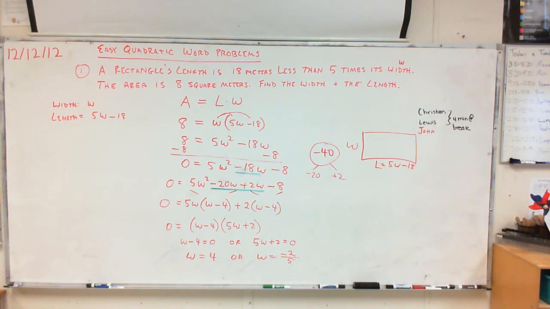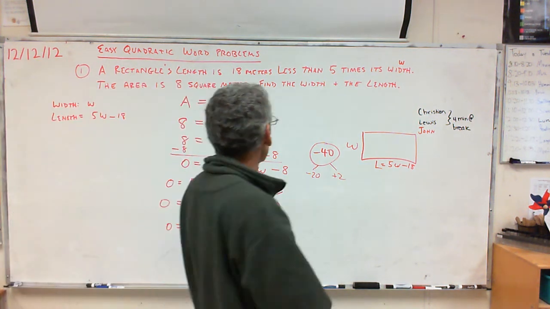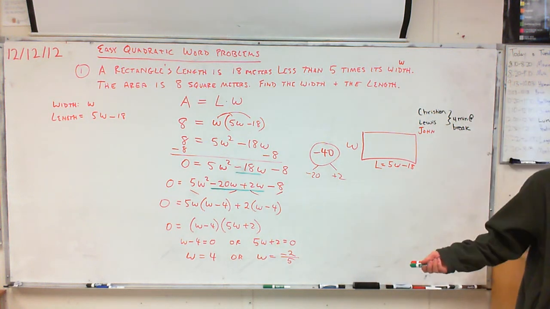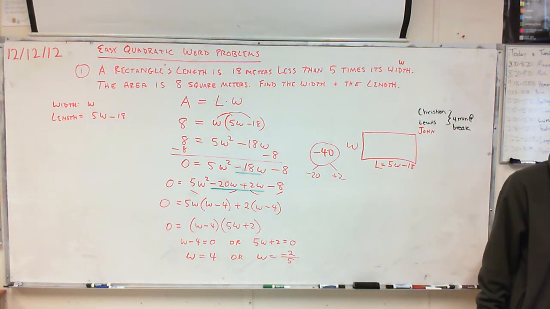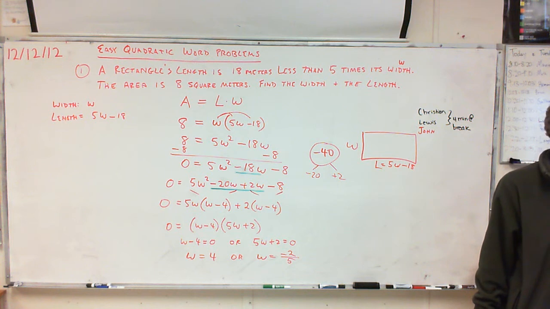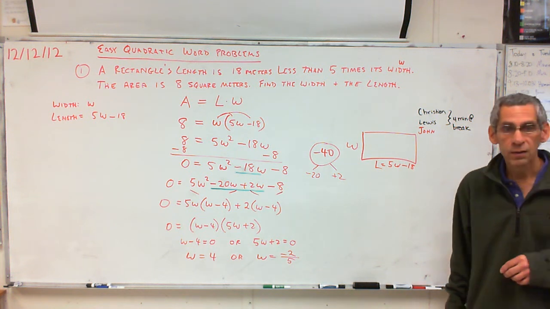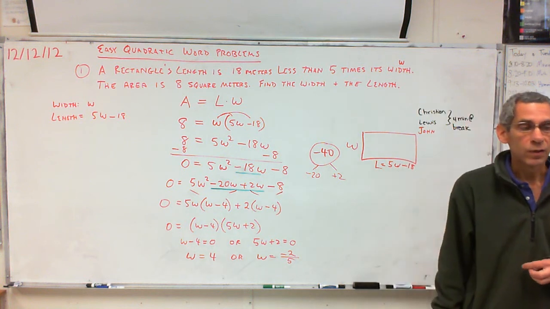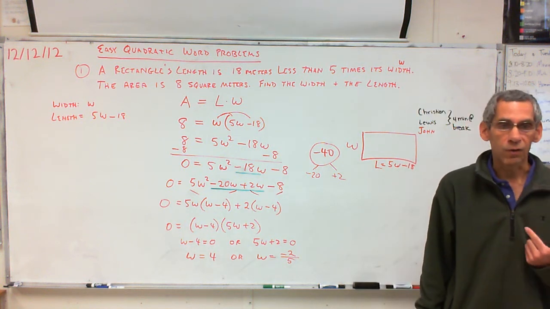Now, let's look at the question. It says a rectangle's length is 18 meters less than 5 times its width. The area is 8 square meters. Find the width and the length. But we have 2 values for W. What am I going to do? Plug each of them in and check. But look at your values for W. We're now talking about a real life rectangle.